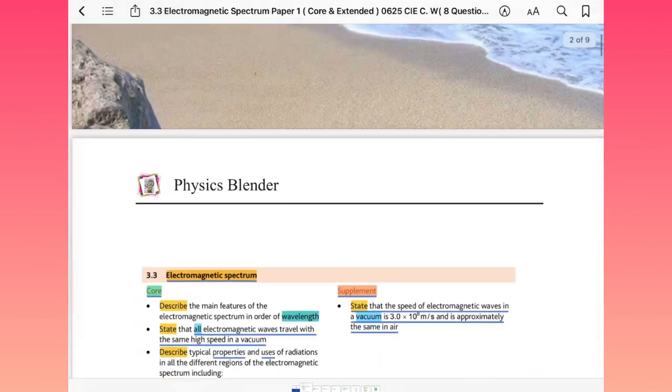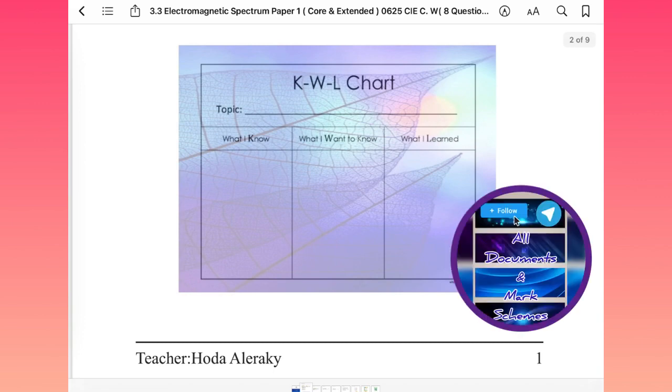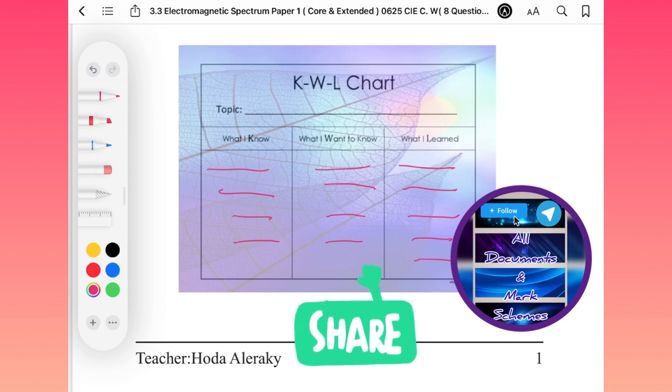We have classwork. Let's start with the KWL chart. You can find the KWL chart if you join the Telegram channel. Please write down what you know about electromagnetic waves, what you want to know, and at the end what you learned. And kindly, if you would like, write in the comments what you learned after discussing electromagnetic waves.